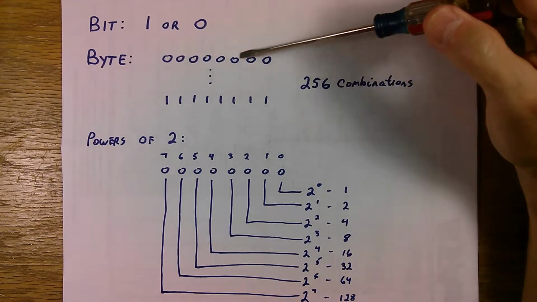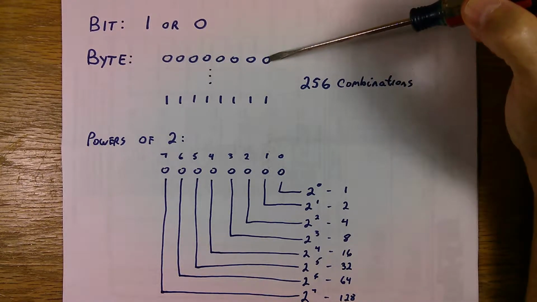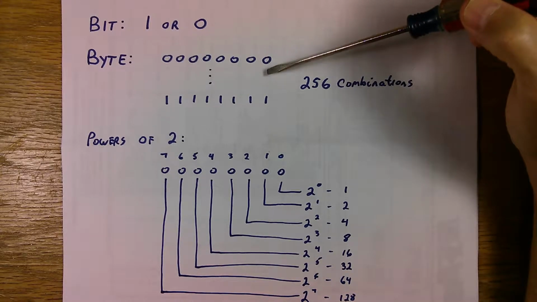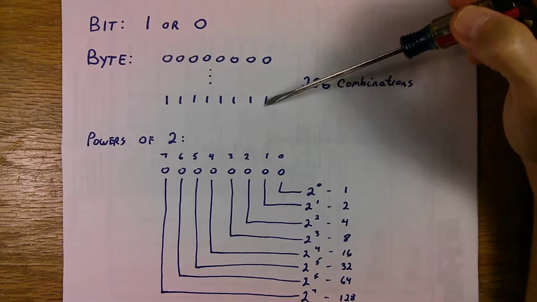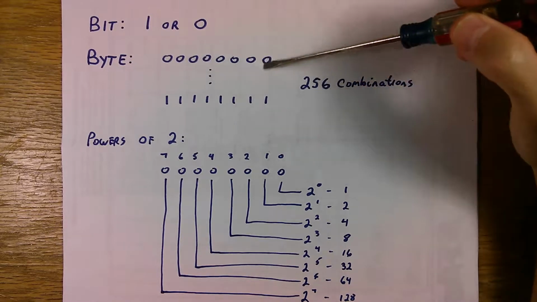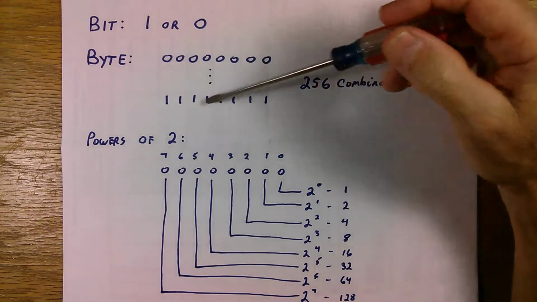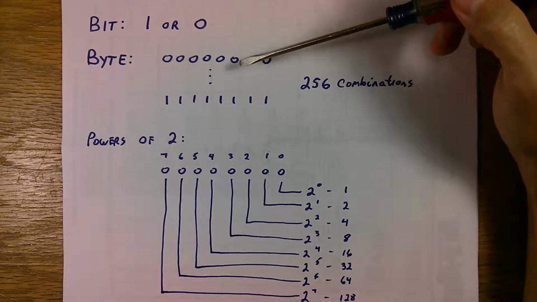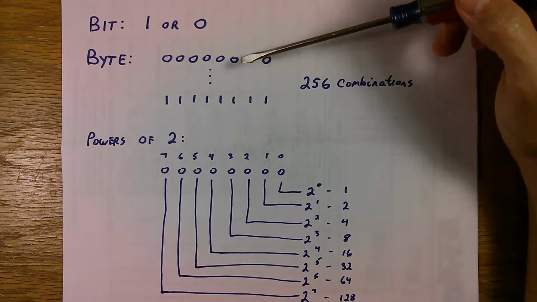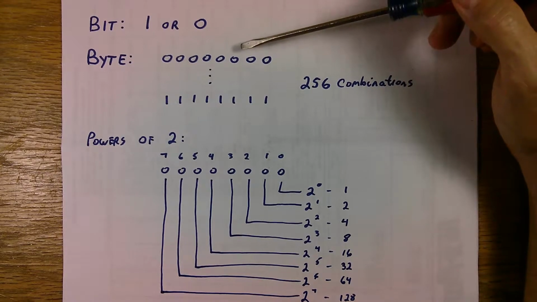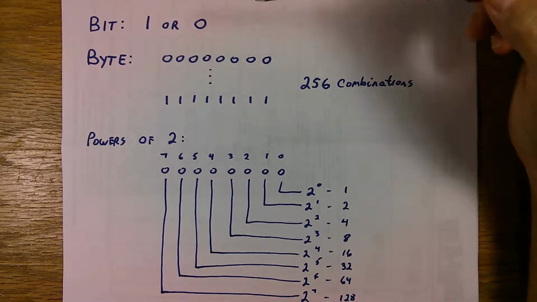Now we organize our 8 bits into a byte like this, and if we were to work out all the different combinations of 1s and 0s between all 0s and all 1s, we'd find that we'd have 256 different combinations. And so a byte can hold the information of up to 256 different pieces of information.